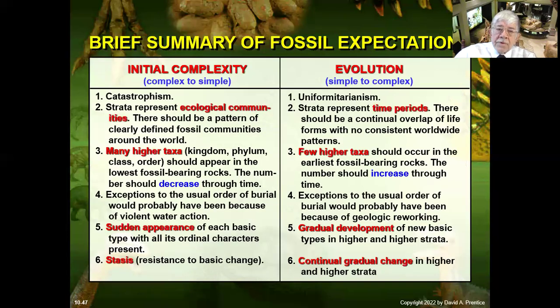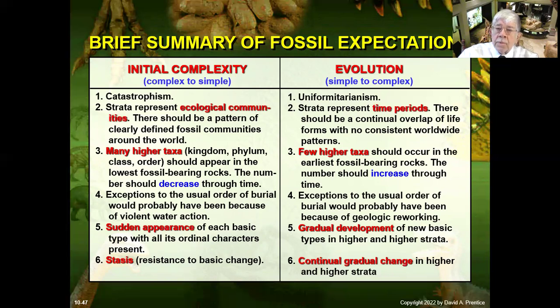So let me give you a brief summary of the expectation. According to creation, we expect catastrophism. According to evolution, we expect uniformitarianism. Creation says strata represent ecological communities. We should see a pattern of clearly defined such communities around the world.